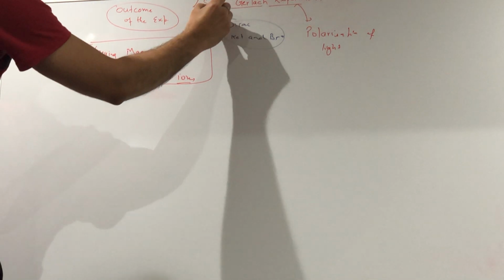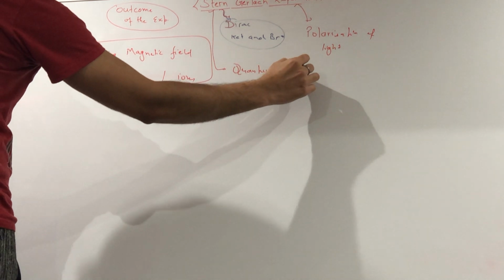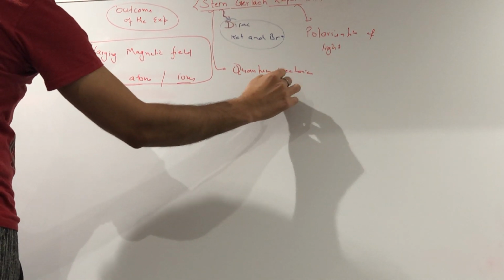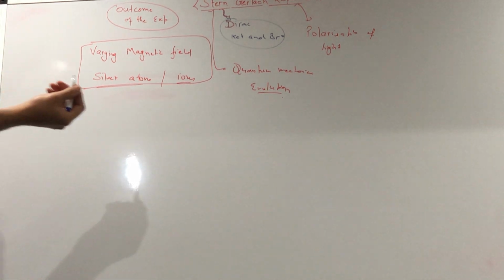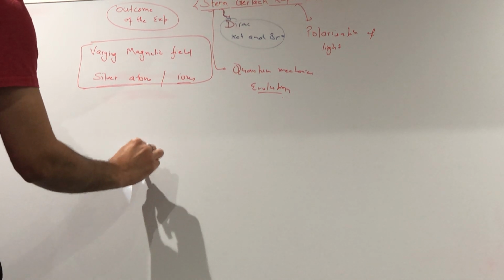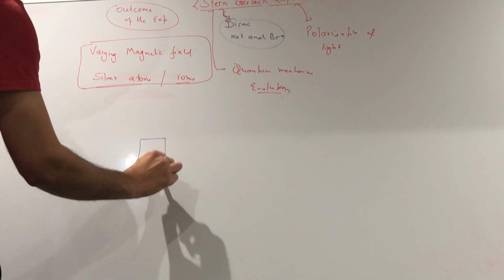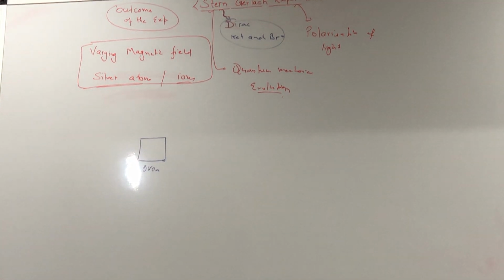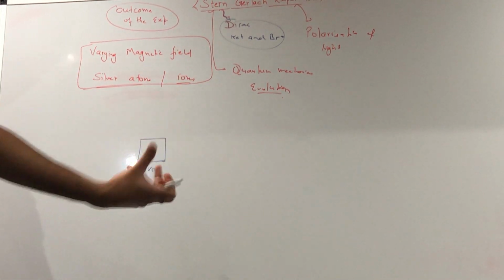And basically, this experiment is the quantum mechanical evolution, I would say. And here, what are the fundamental requirements, how is this experiment performed? In this experiment, we use silver atoms. They are heated in an oven, in such a way that we get the vapors of silver, or the silver atoms. They are aligned in different directions.